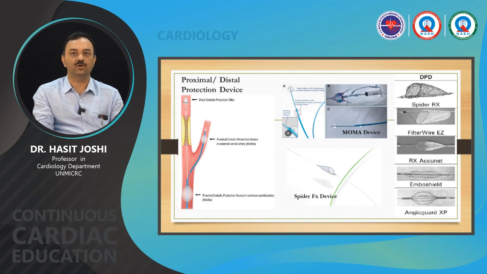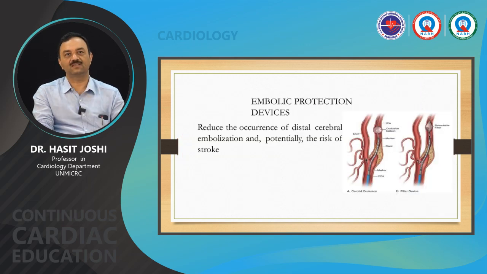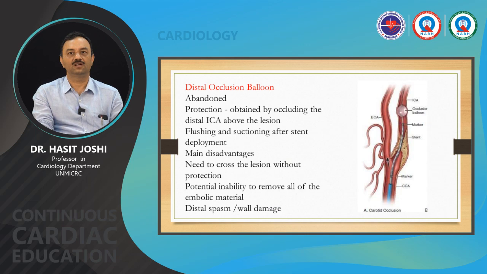We have not done many cases with proximal protection device. Usually we use the distal protection device, which are shown here: Spider, FilterWire, Angioguard, Emboshield and others. We'll demonstrate two of these in future cases. Embolic protection devices reduce the occurrence of distal cerebral embolization and potential risk of stroke. Distal occlusion balloon was available, but now it is not used.